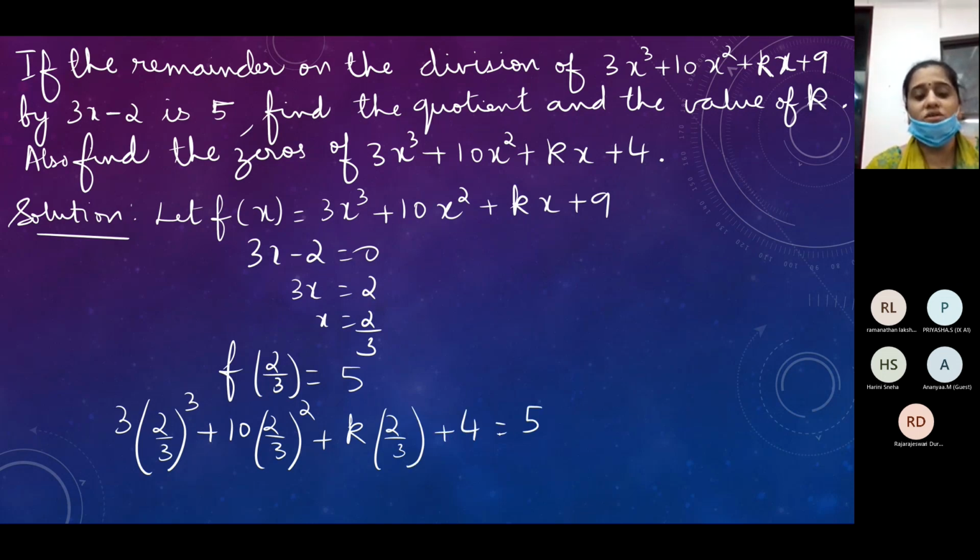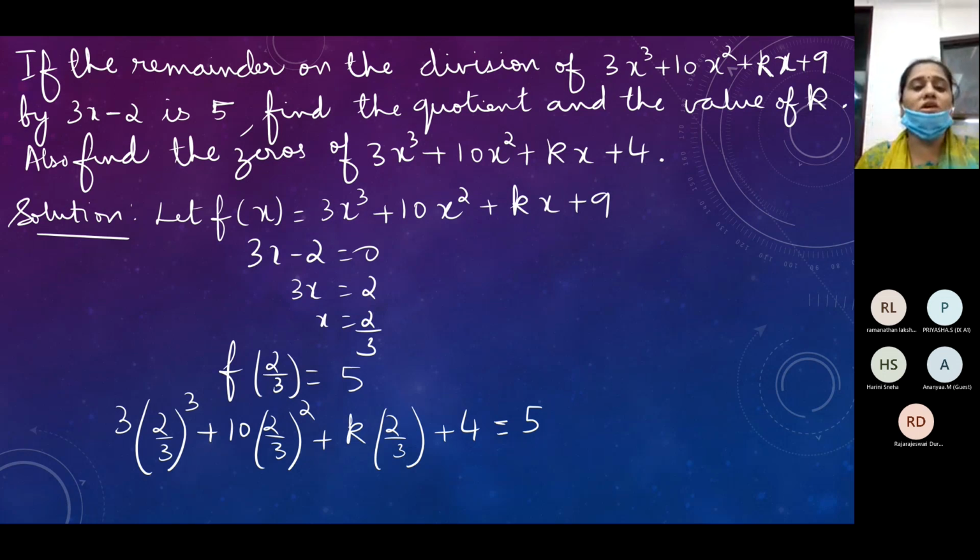So 9th standard children use the remainder theorem. It's a cubic polynomial. The remainder is given to be 5. So let's call the cubic polynomial f of x. You can call it p of x, whatever. So let f of x be the given cubic polynomial, and the divisor is 3x minus 2. It's linear. The divisor 3x minus 2 is linear, so you can use the remainder theorem.